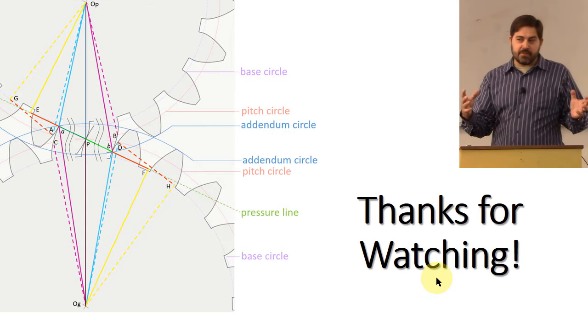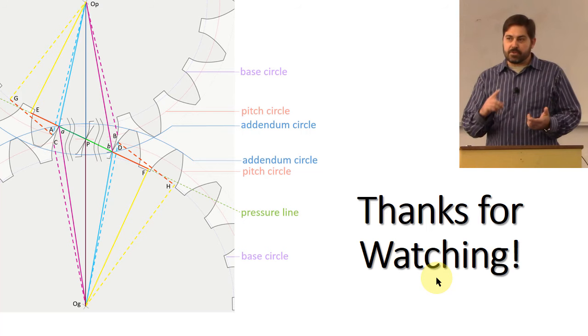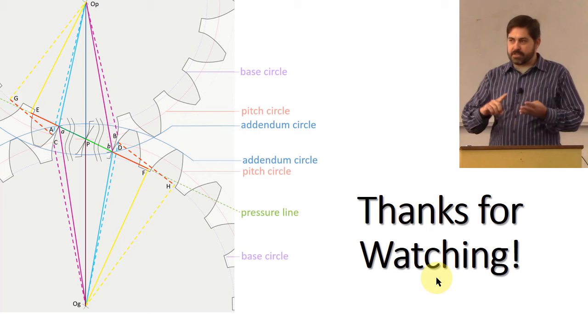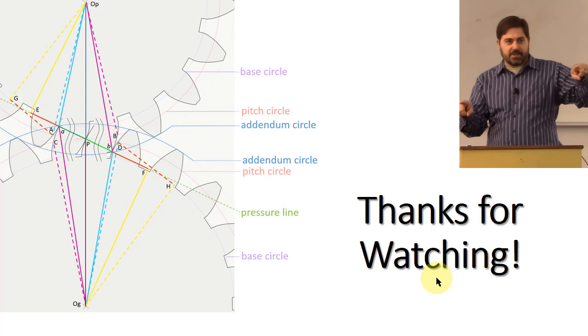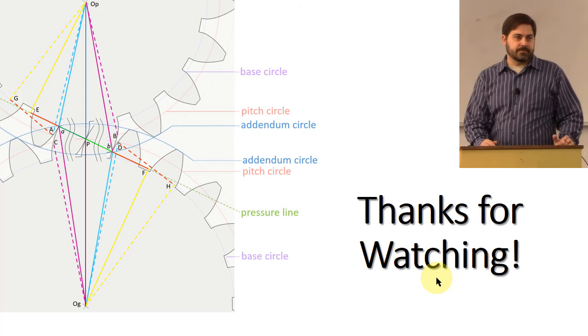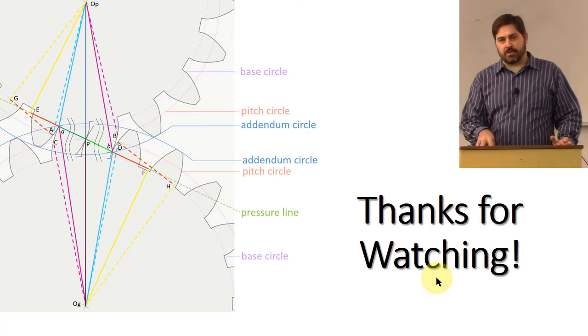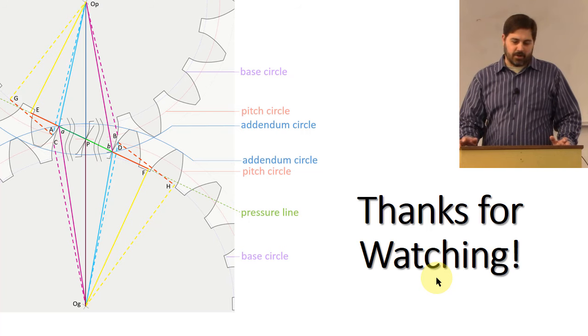So that should give you what you need to be able to do things like find angle of approach, angle of recess, arc of approach, arc of recess, length of your line of action, and contact ratio. Those are some things that are difficult to get with just the plain equations in the text. Okay? Any questions on any of that? All right, fabulous.